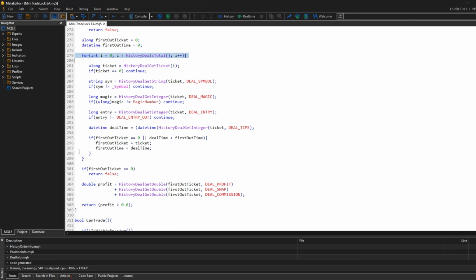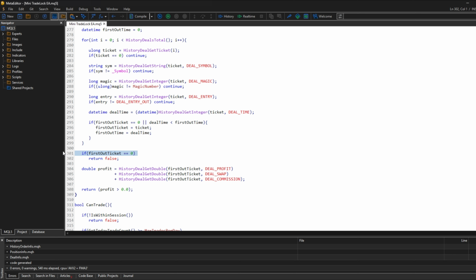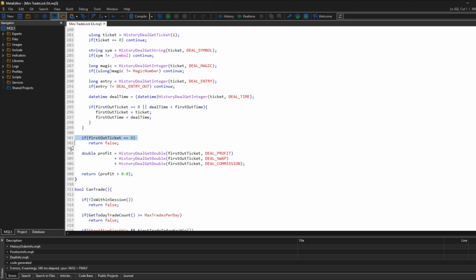And when we find a closing deal, we get its time. If it's the first closing deal found, or it happened earlier than the one currently stored, we save it. After the loop, if no closing deal was found, we return false.